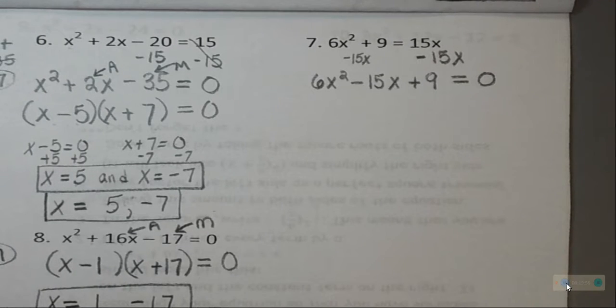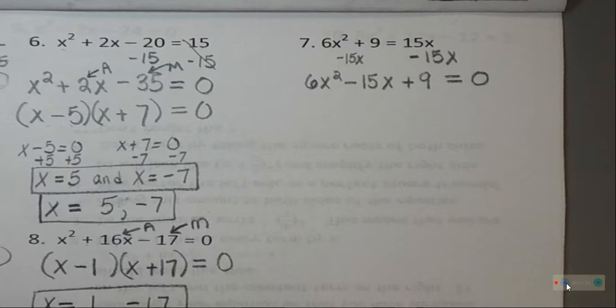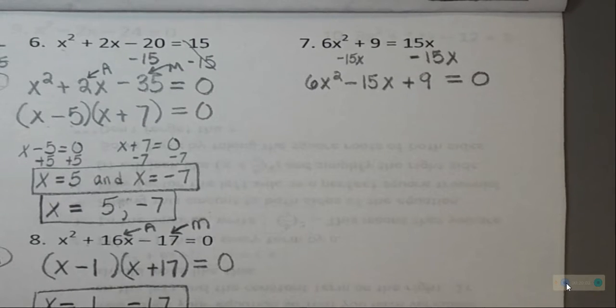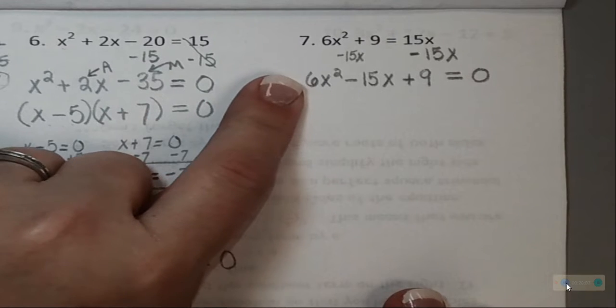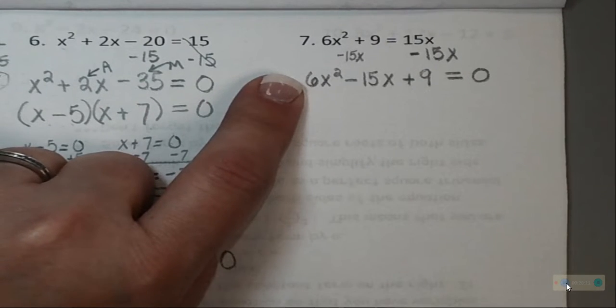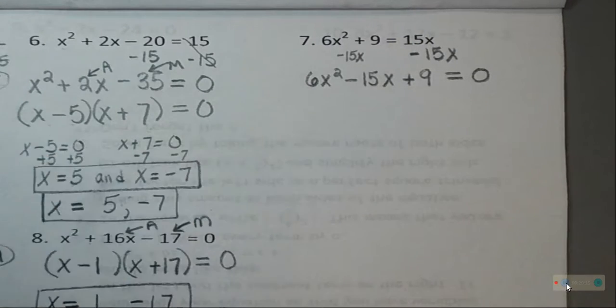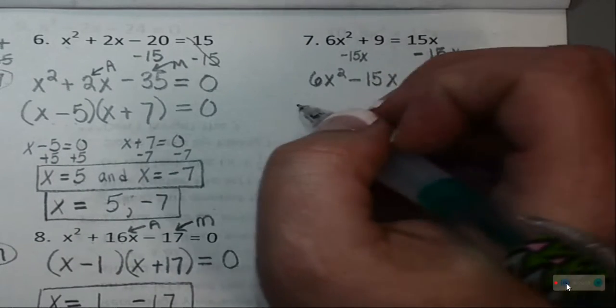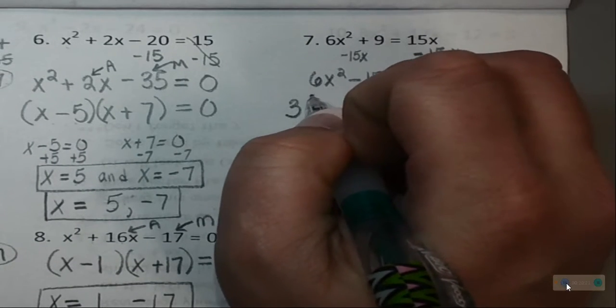Now, consider the numbers 6, 15, and 9. My first thought is, is 6 my greatest common factor? No. Why not? Why won't 6 work? Because you can't divide 15 and 9 by it. But what do all of them divide by? 3. So we do have a greatest common factor of 3.